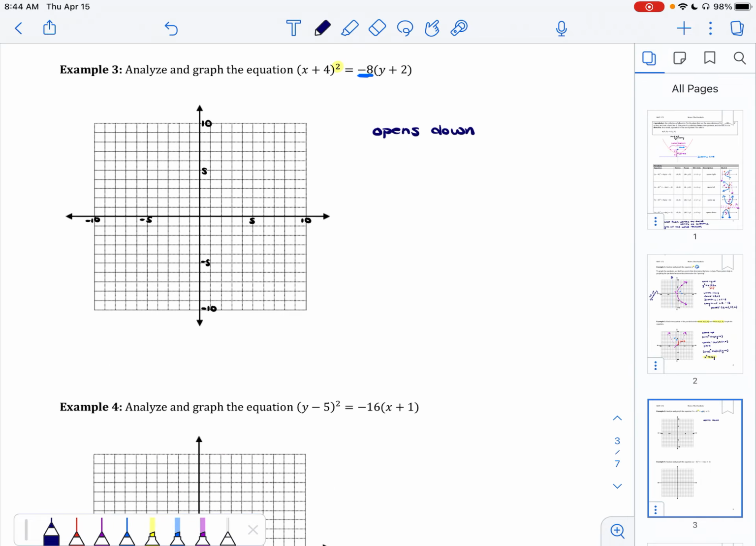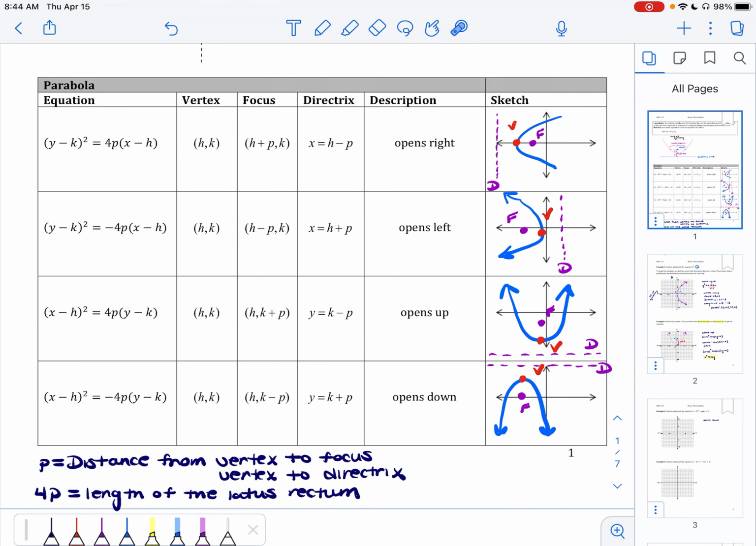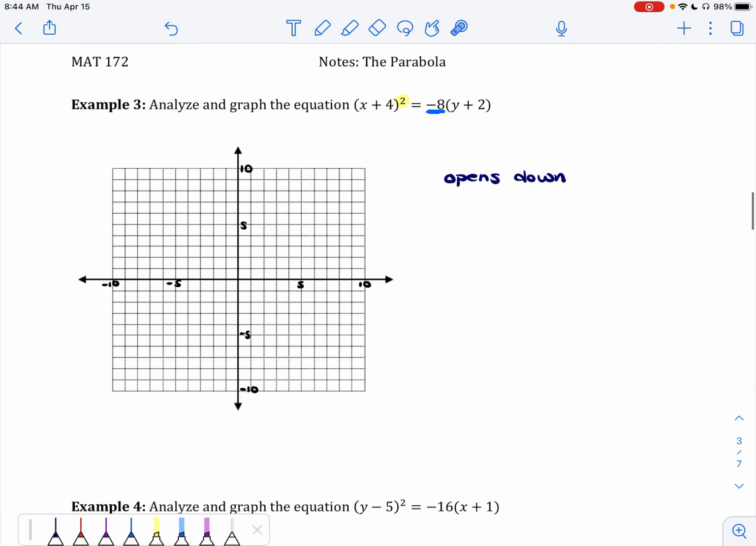Okay, and again, I'm just thinking about my formulas up here. So x squared and a negative coefficient on the y, our parabola is opening down. All right, next thing we need to figure out is what is the p-value.